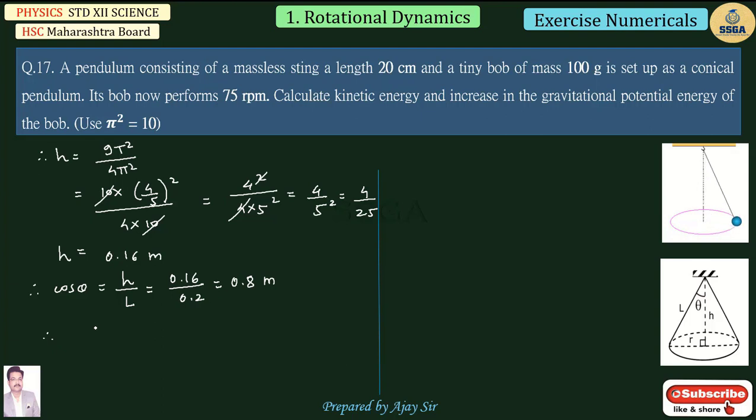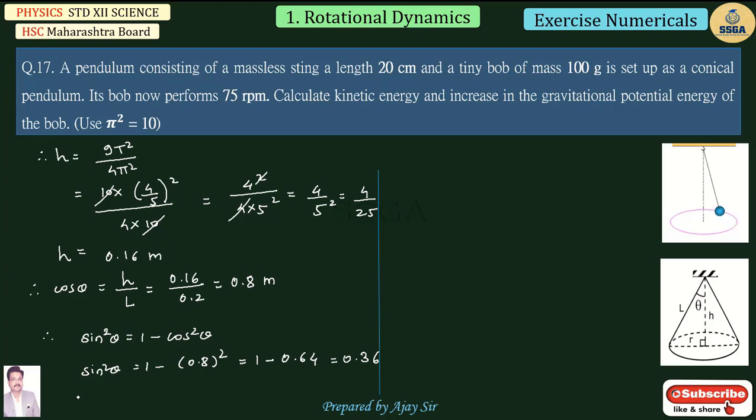So therefore from trigonometric functions you know that sin square theta plus cos square theta is equal to 1. So therefore sin square theta is equal to 1 minus cos square theta. So this is 1 minus 0.8 square. So this is equal to 1 minus 0.64, which is equal to 0.36. So therefore this is sin square theta.